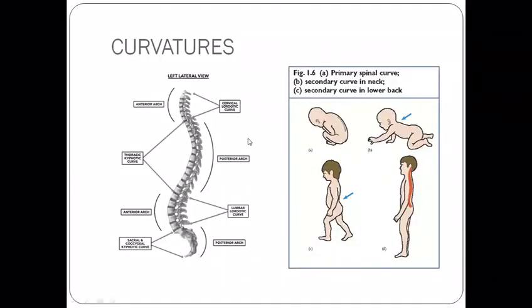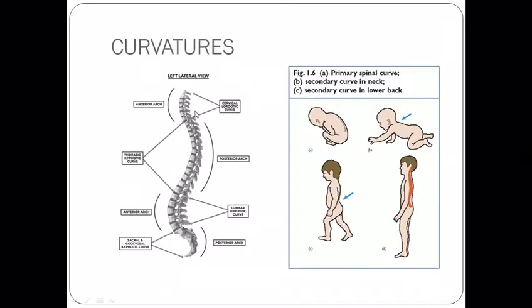Curvatures of the spine. You see the spine from the lateral aspect. We can see four curvatures, out of which two are primary and two are secondary curvatures. The primary curvatures develop within the intrauterine life, and in the intrauterine life, the vertebral column is entirely concave towards the ventral aspect, and the secondary curvatures are developed after the birth.